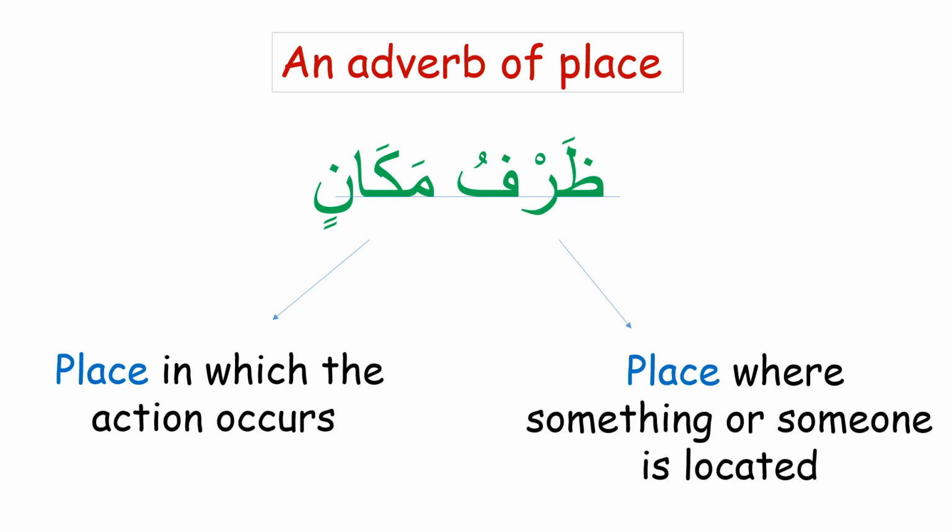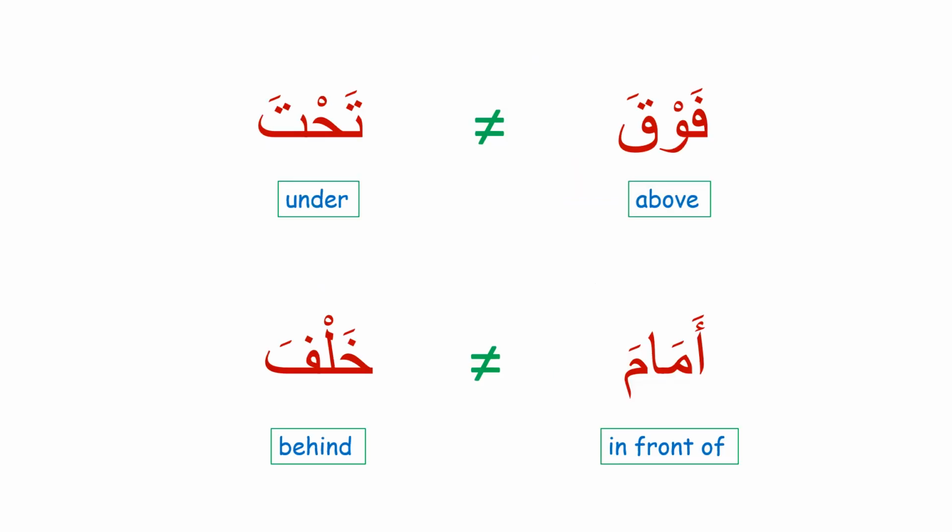So again, ظرف المكان can indicate the place in which the action occurs, or the place where something or someone is located. Now, since we didn't study verbs yet, we are going to explore the second option in this lesson and push back the first one to the right time. Right, enough theory. Let's see the situation on the ground.